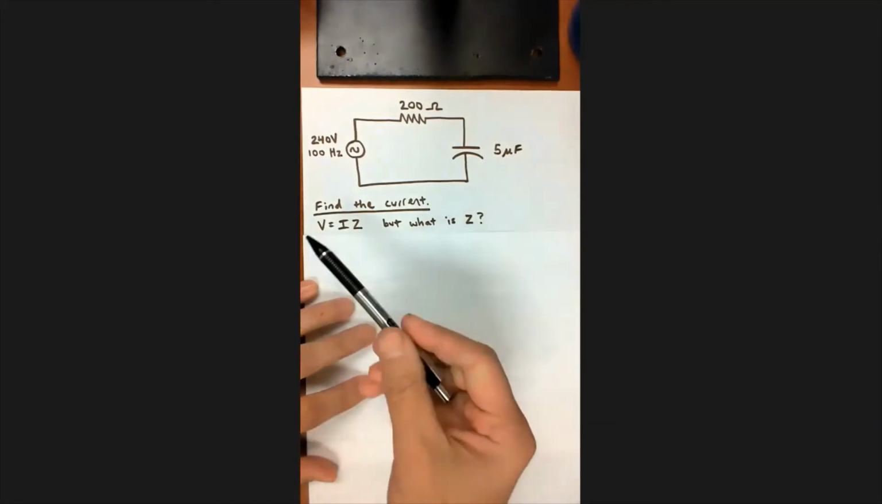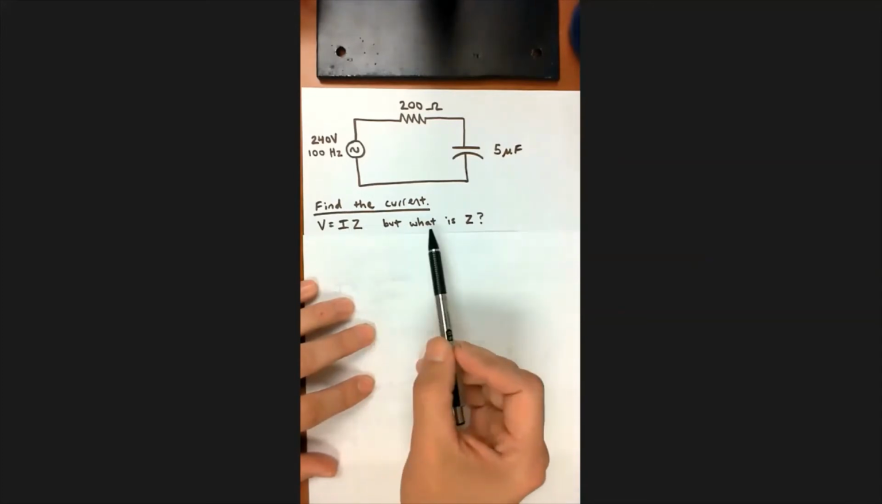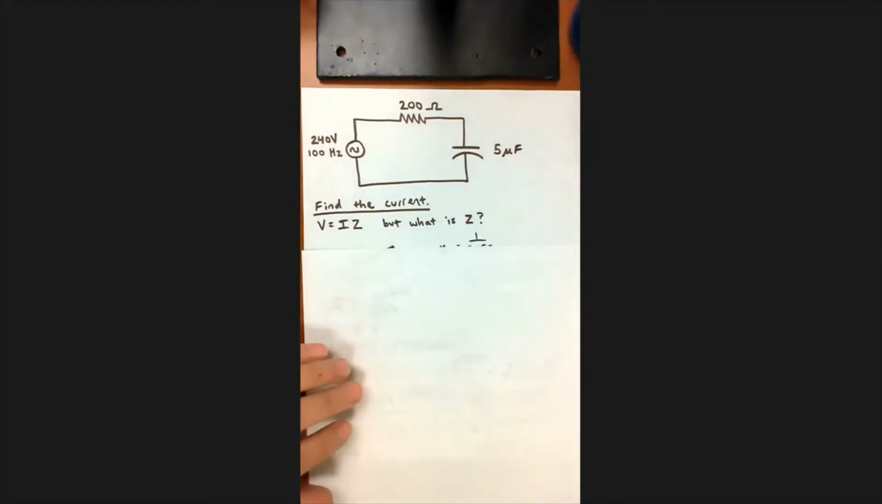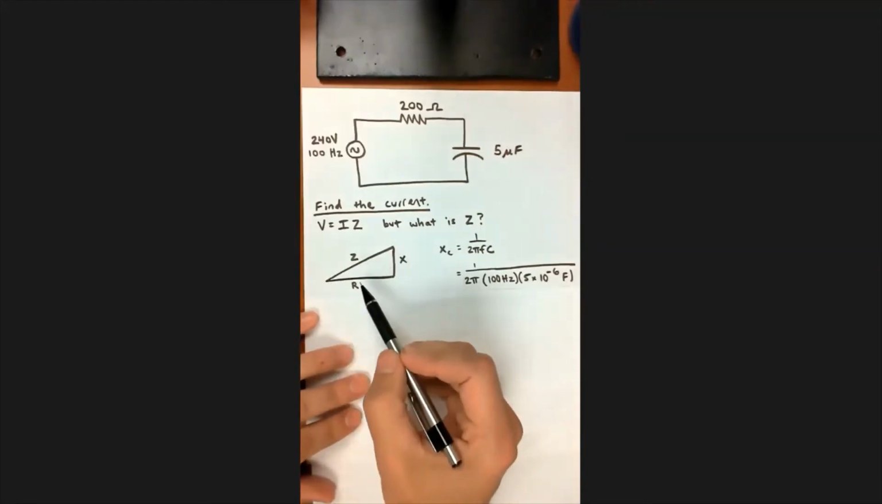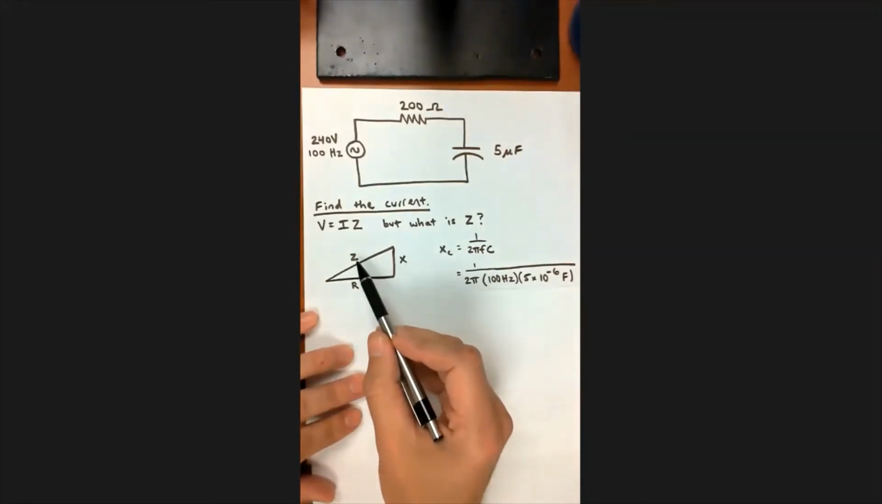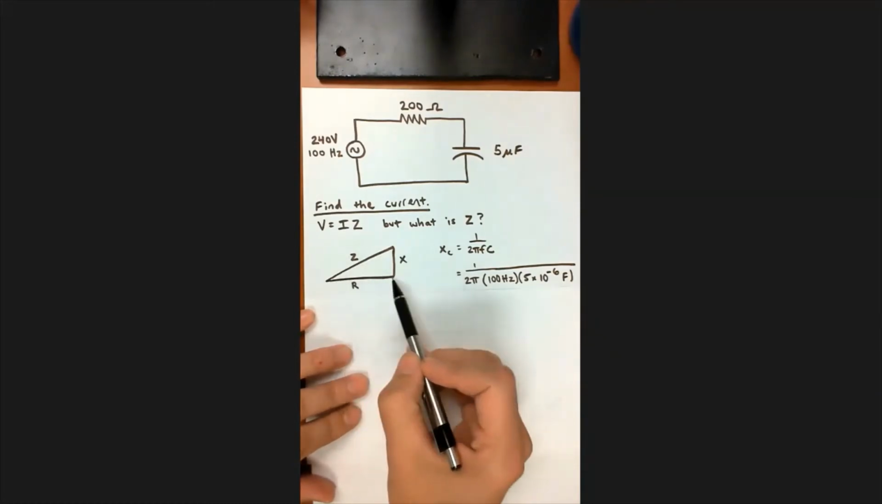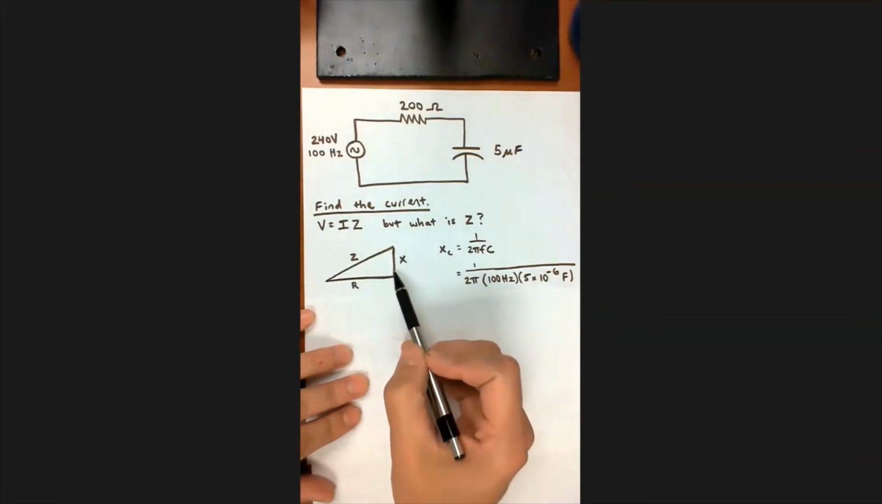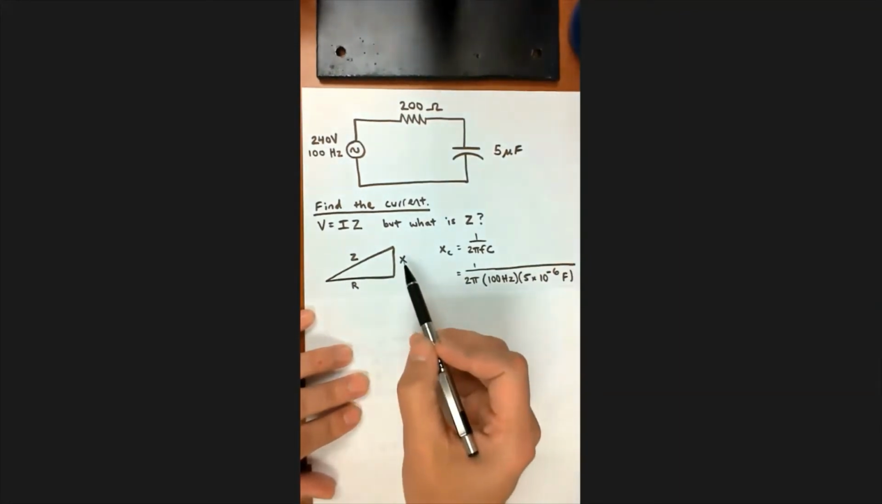We can use this modified version of Ohm's law, V equals IZ, and rearrange to find I equals V divided by Z, but we don't know what Z is yet. But we know there's this relationship, like this triangle between R, X, and Z, which is to say that Z, the impedance, is the vector sum of resistance and reactance. We know the resistance, and we need to find the reactance.